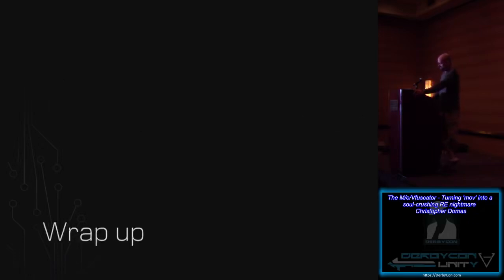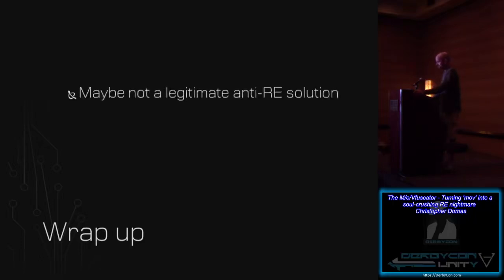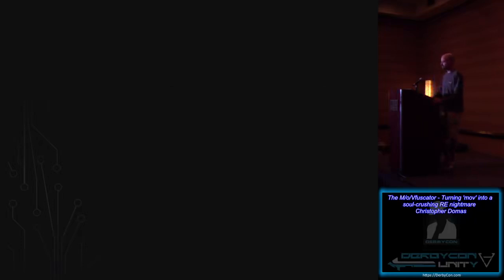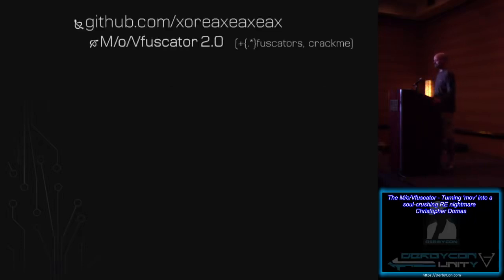But wrapping everything up, I really don't know if this is a legitimate anti-RE solution. I just thought it was an incredibly fun little side project to work on for a little while. If you're interested in this at all, the sources are on GitHub. You can get the original MoVfuscator there, that's the brainf version. You can get the C compiler version, and all the other blank-fuscators. There's even a crackme there. If you like to reverse engineer and want to try your hand at move-only reverse engineering, you can check out that crackme. I've got some other stuff up on the GitHub.